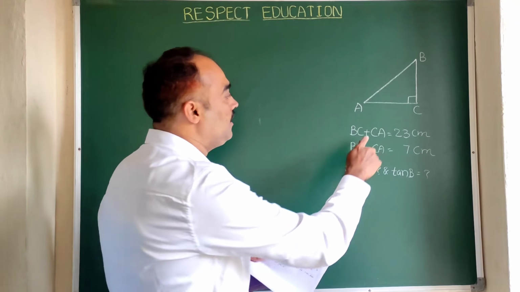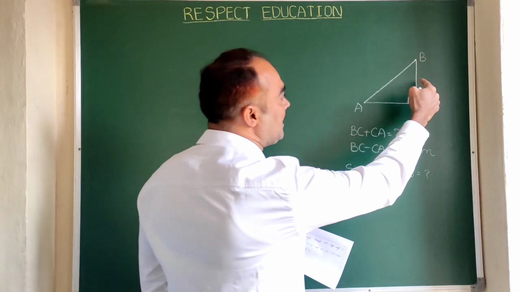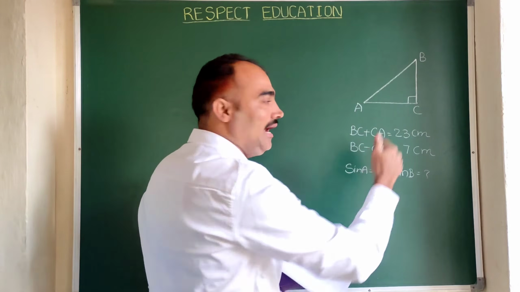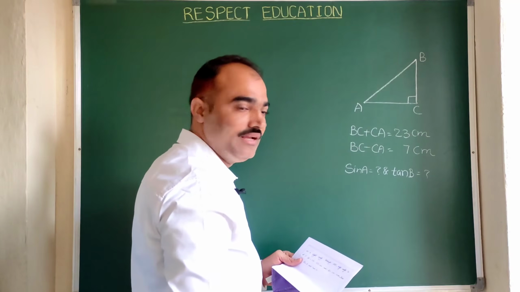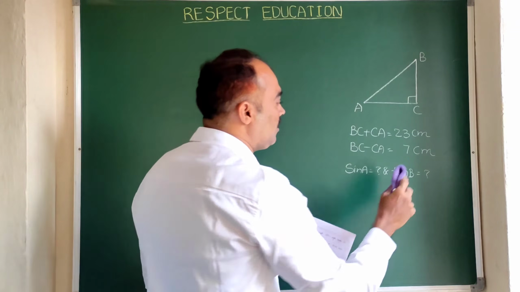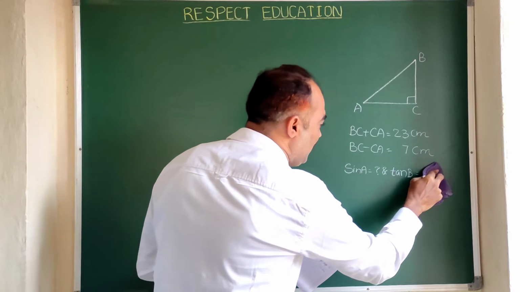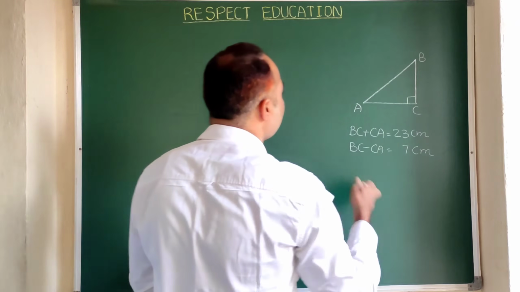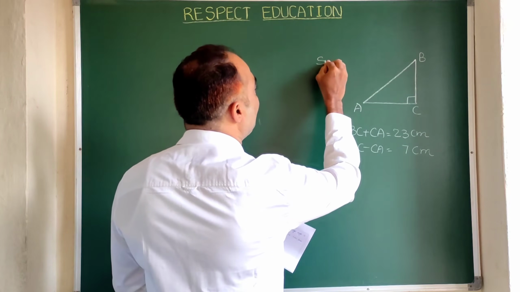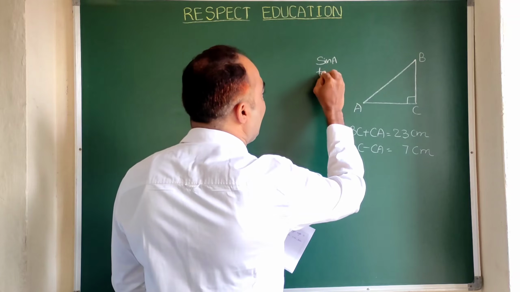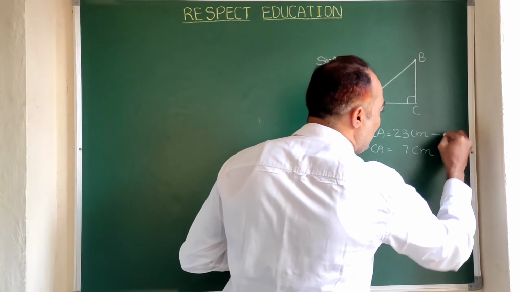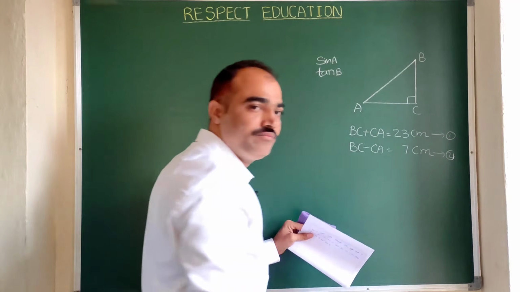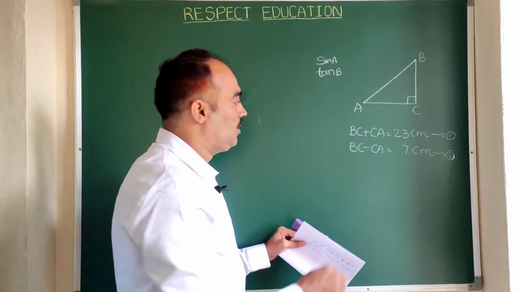Now, here you see sum of the sides BC plus CA is given and BC minus CA, the difference of the sides also given. So let us see here how to solve this. Sin A and tan B, let us keep aside. Here I am writing, we want sin A and then tan B. Now let us take this as equation number 1 and this as equation number 2. First we are going to solve it.